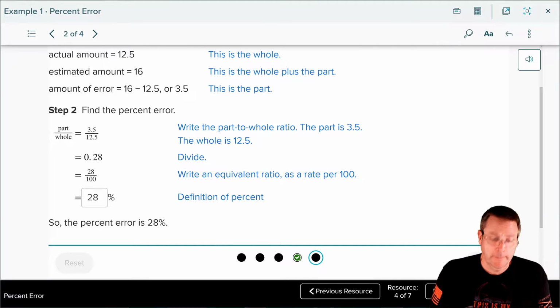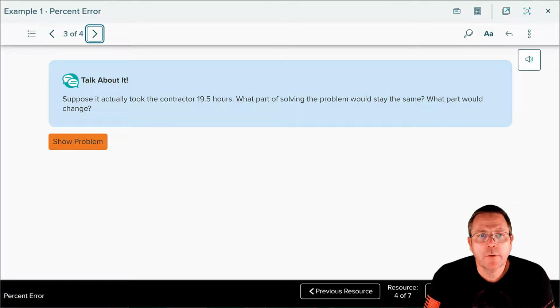Really simple assignment. The talk about it says, suppose the contractor actually took 19.5 hours to do the project. What part would stay the same and what part would be different? Well, 19.5 is still 3.5 hours away from the 16. So our amount of change is still going to be 3.5. But this time the whole is going to be the smaller number, the 16. Last time the 16 was a part, now the 16 is the whole, and the whole plus the part is going to be the 19.5.